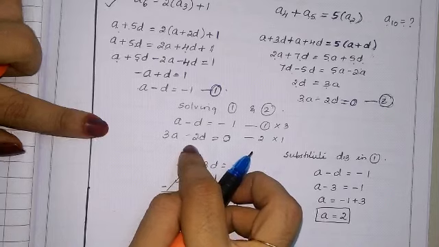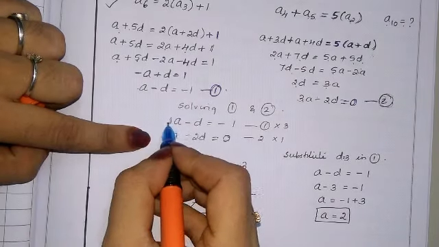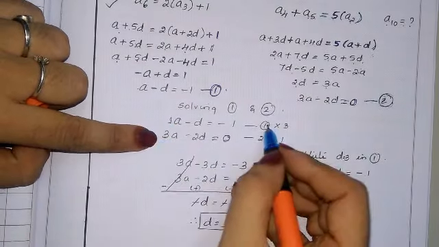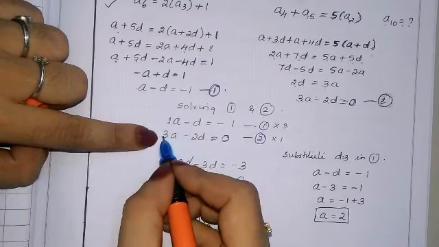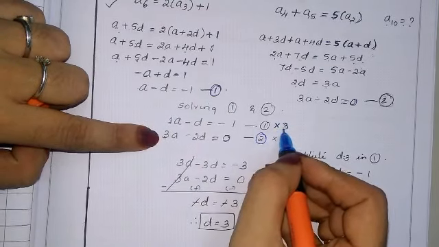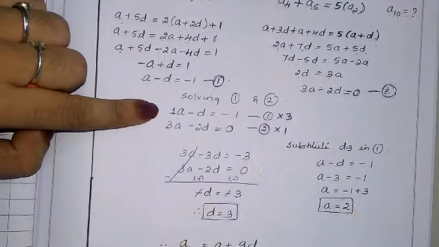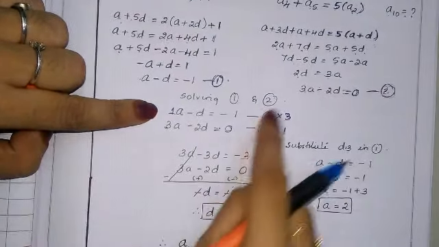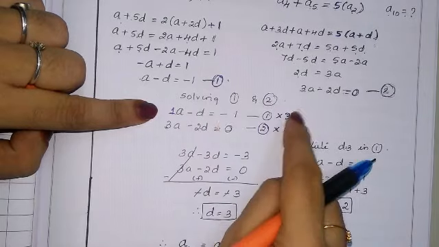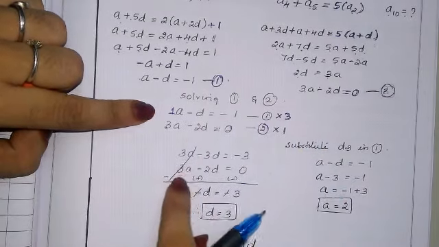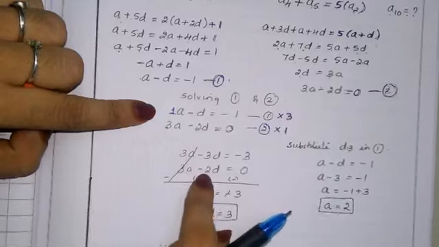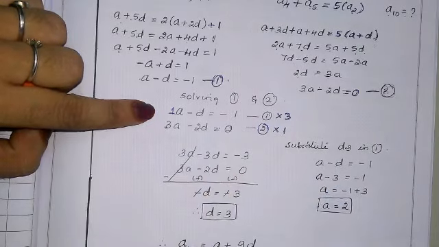Nothing is the same, so to make it the same, here nothing means 1. We multiply 3 to equation 1, and 1 to equation 2. So 3 ones are 3A, 3 into D, 3D. 3 ones are 3. 1 into 3A, 3A. 1 into 2D, 2D. 1 into 0, 0.